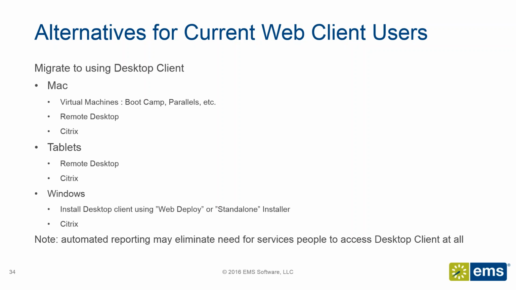If they were Windows users and they were still using the web client, then they can definitely install the desktop client. And there are two options to install that, either using the web deploy method or the standalone method. The web deploy method is an easier method so that you can install it on many machines, and it also talks about the auto update. We'll discuss that in our webinar tomorrow. Citrix is always an option that is available for Windows users as well. So this gives you a quick cheat sheet of what your alternatives and options are if you have web client users.